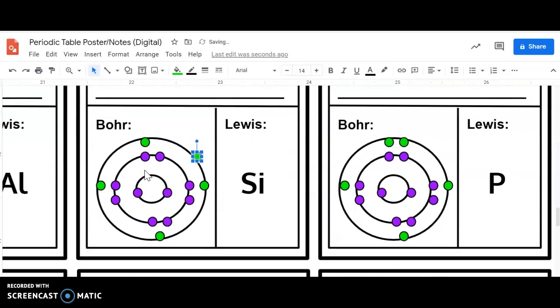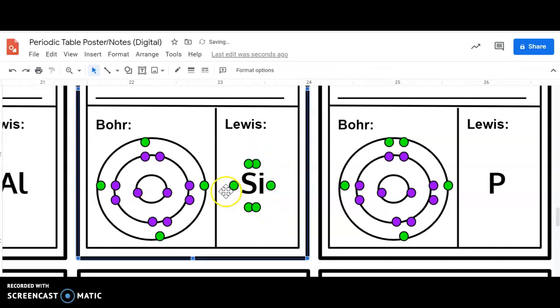And yours don't have to be green. They can be red or whatever color you're feeling. And we're going to copy and paste until I have my 4. If it has 5 valence electrons, it would look like this. If it has 6 valence electrons, it would look like that. If it did 7, you would add 1.